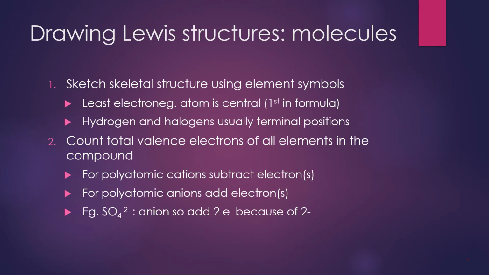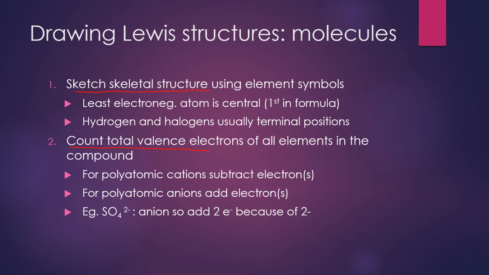So let's look at how to draw the Lewis dot structures of these covalent compounds. I usually start off by counting the total valence electrons. I know that's labeled as number 2, but I usually like to count them first just to see how many valence electrons I have. Once I have the valence electrons, then I'm going to sketch the skeletal structure using the element symbols.